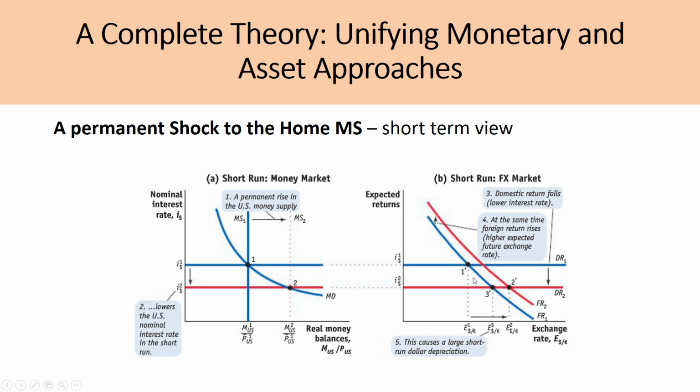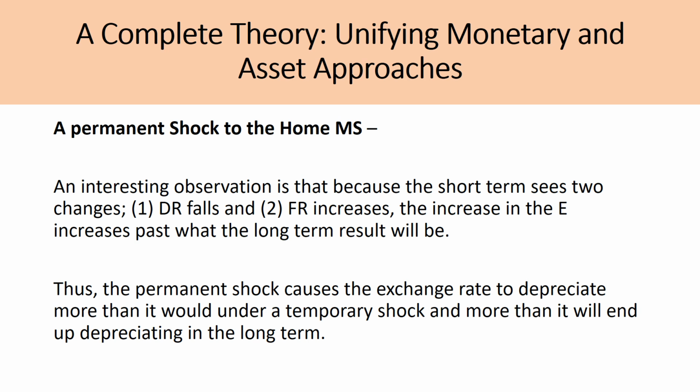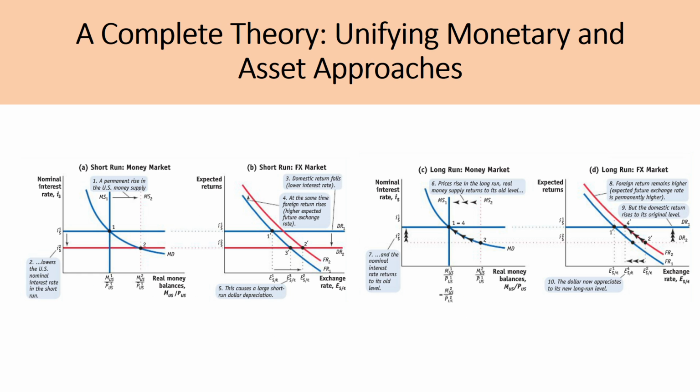Essentially, what this means is that investors expect domestic returns to fall in the short term and foreign returns to be more attractive because of that change in the expected exchange rate. The expected exchange rate doesn't change in the long term; it changes right away. Right, that's expected. It's not right now. So that expected exchange rate will also shift the foreign return curve in the short term. An interesting observation is that because the short term sees two changes, the domestic returns fall and the foreign returns increase, the increase in E goes past what the long-term result will be. Thus, the permanent shock causes the exchange rate to depreciate more than it would under a temporary shock, and more than it will end up depreciating in the long term, right?